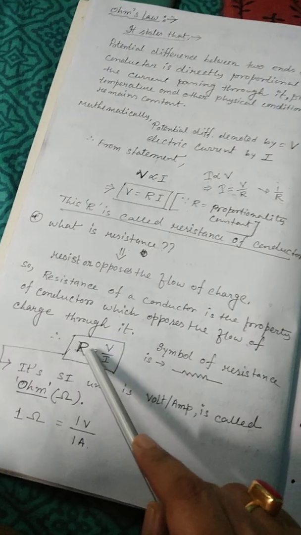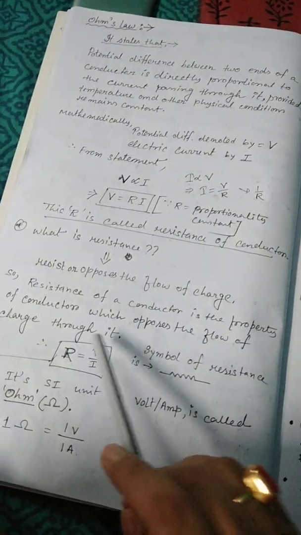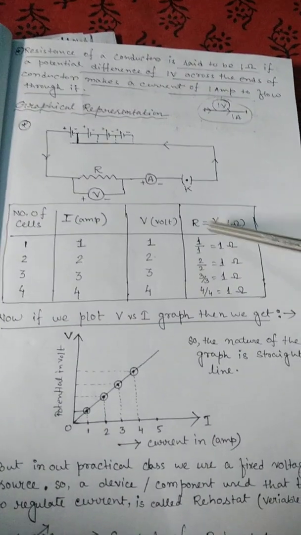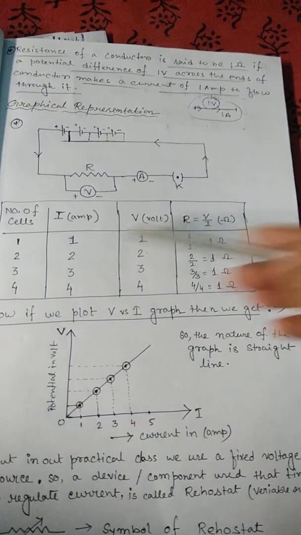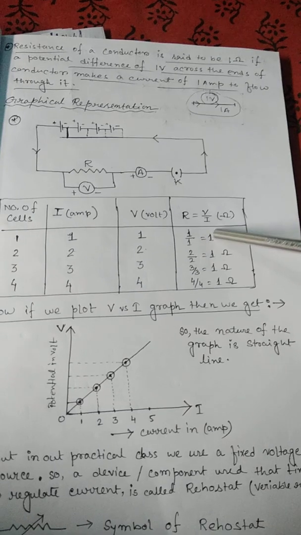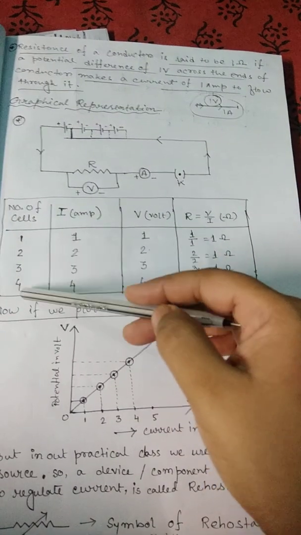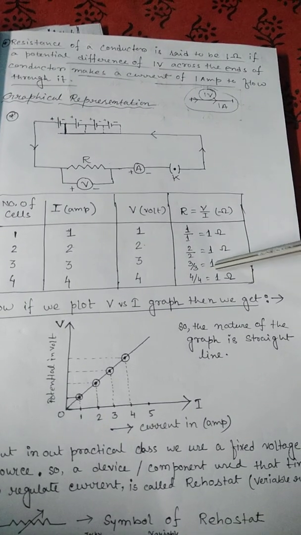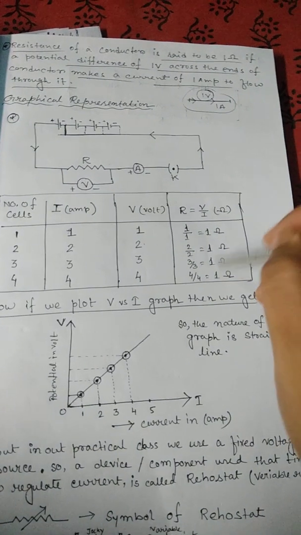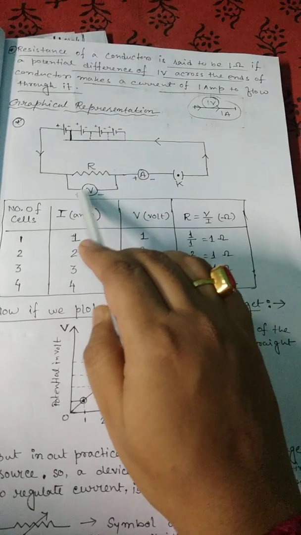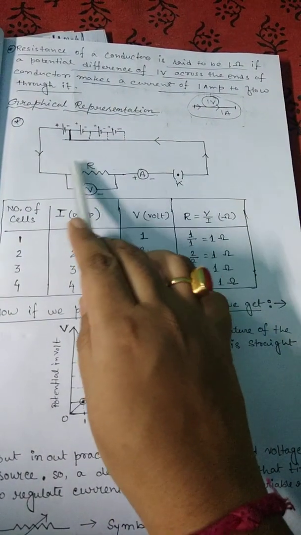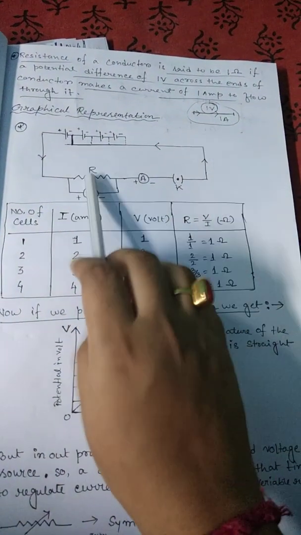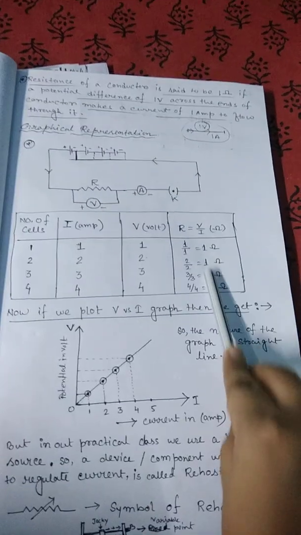Now, from this expression, as we know that V equals Ri, R equals V by I. So if we determine the value of R, V by I, for the 4 observations we get the same resistance: 1 ohm, 1 ohm, 1 ohm, 1 ohm. So as the current and potential difference increase, the resistance of this conducting wire remains constant.